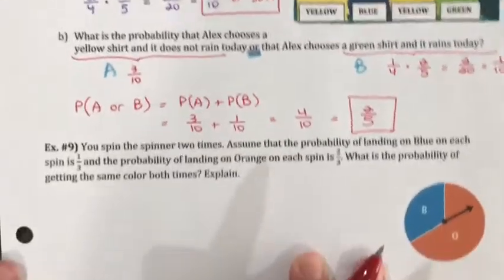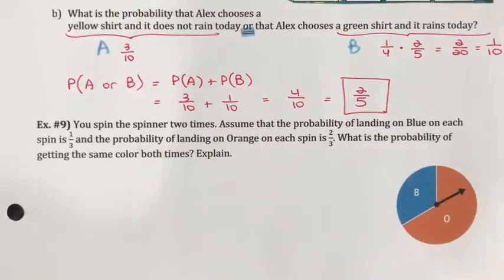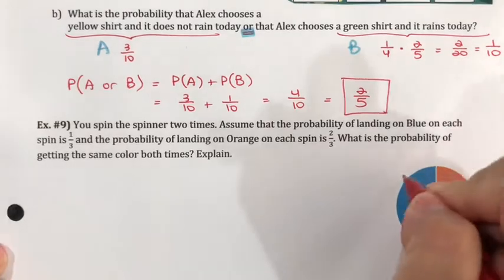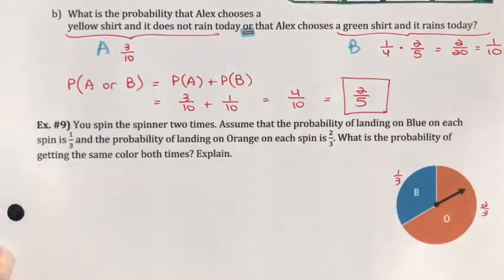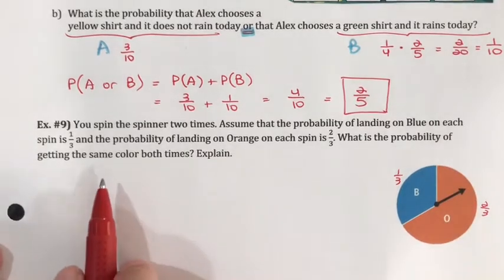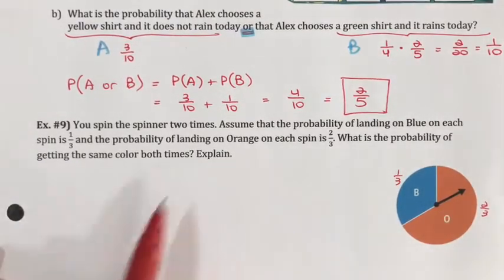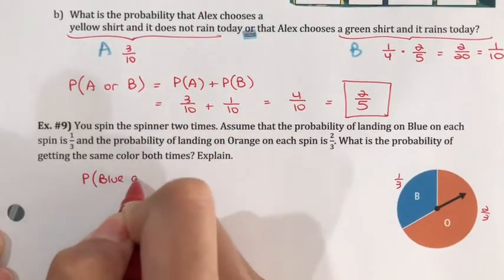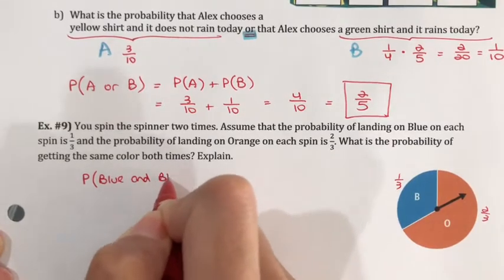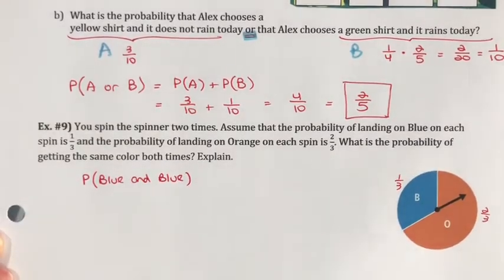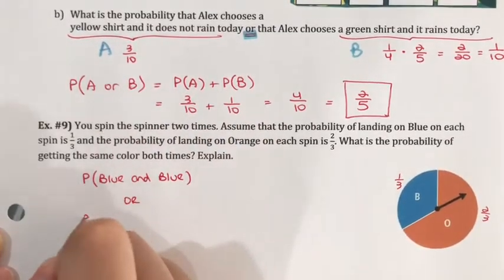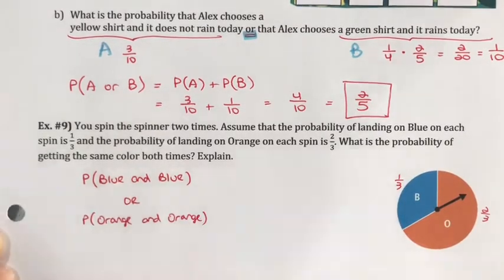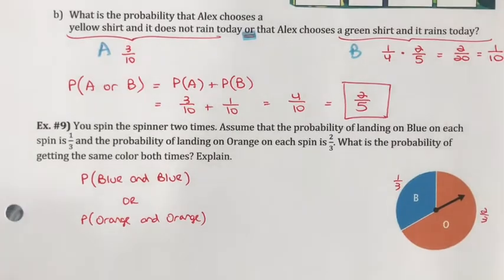All right, our last example here. You spin the spinner 2 times. Assume the probability of landing on blue is 1/3. So here we've got 1/3, and here we've got 2/3 on orange. What is the probability of getting the same color both times? What we want is the probability of blue and blue, or we could get the probability of orange and orange. Those are really our 2 different options.